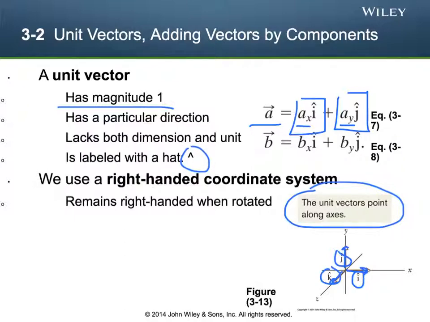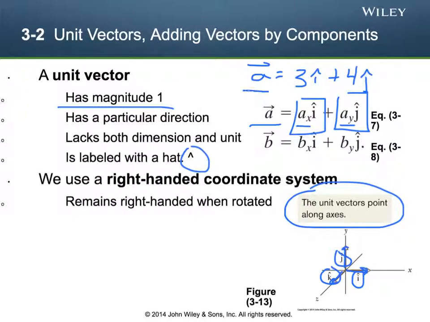And so we would have a particular vector that, let's say, is 3 units in the x direction and 4 units in the positive y direction. And so our vector would be 3 i hat plus 4 j hat. We could use the Pythagorean theorem to find that the magnitude of A is going to be 5, because it only has 2 dimensions, the x dimension and y dimension.